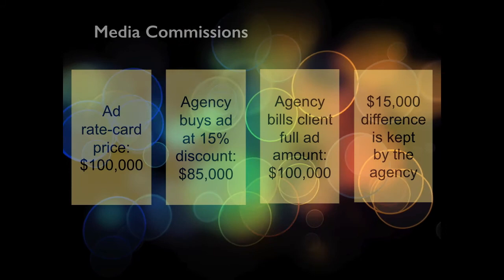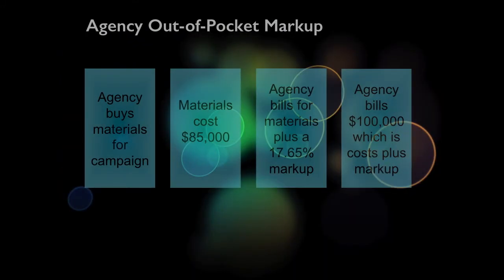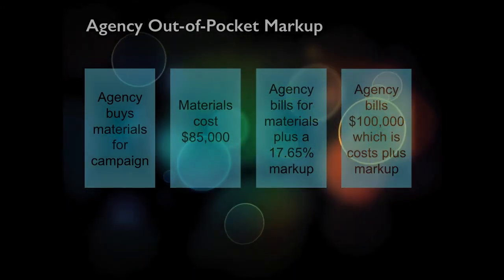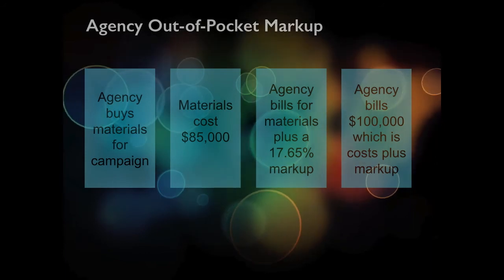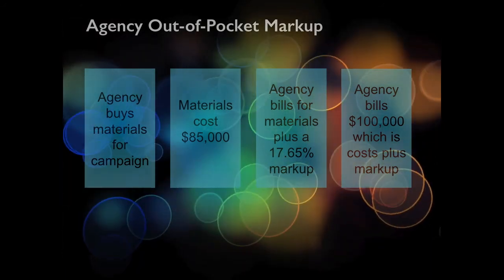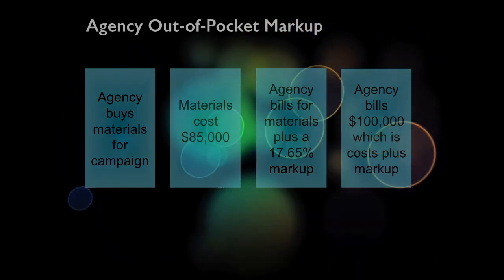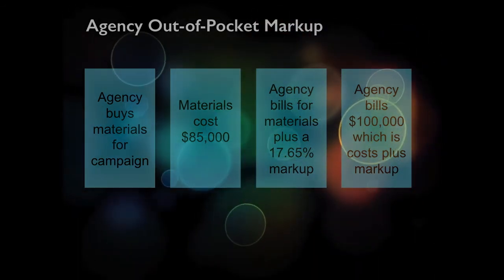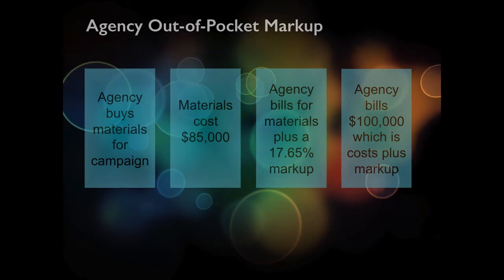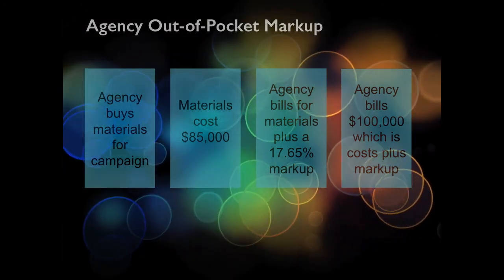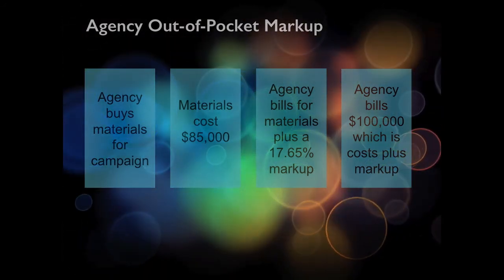Now that's changed a lot, and things have really changed. You can do out-of-pocket markups. So this is a thing you would all understand. The materials cost you $85,000. You may put a markup of 17.65%, and you bill the agency the additional money.